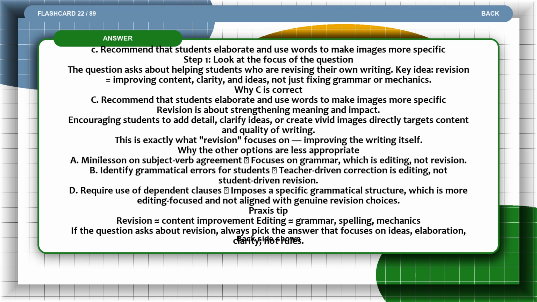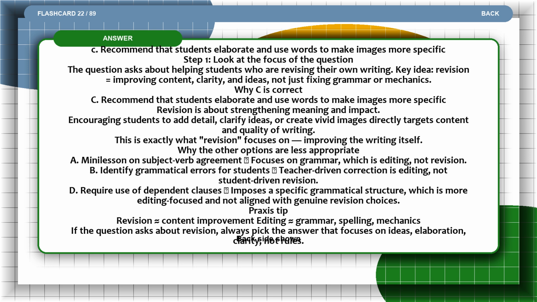The answer is C. Recommend that students elaborate and use words to make images more specific. Step 1. Look at the focus of the question. The question asks about helping students who are revising their own writing. Key idea: revision means improving content, clarity, and ideas, not just fixing grammar or mechanics. Why C is correct: revision is about strengthening meaning and impact. Encouraging students to add detail, clarify ideas, or create vivid images directly targets the content and quality of writing. This is exactly what revision focuses on: improving the writing itself.